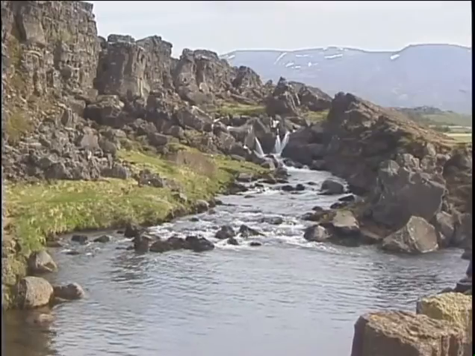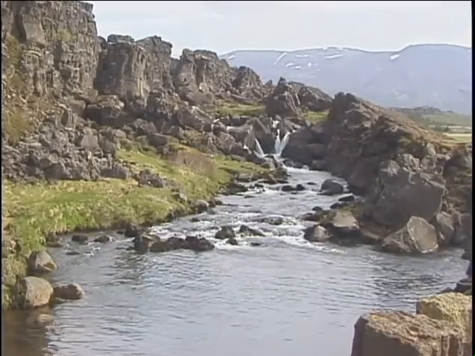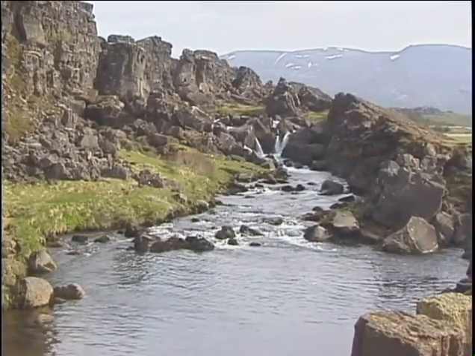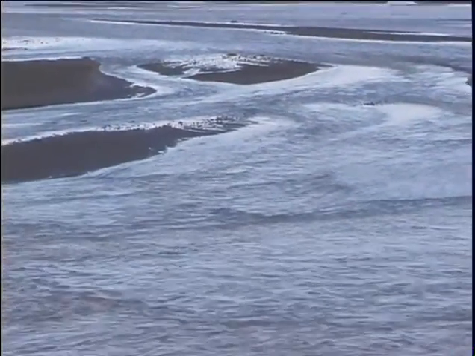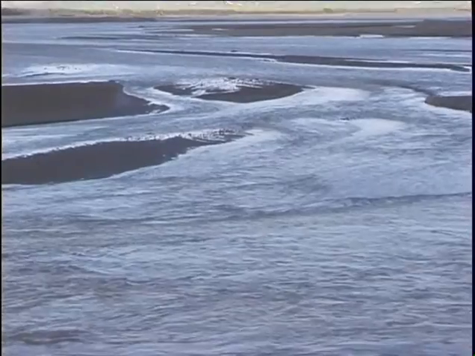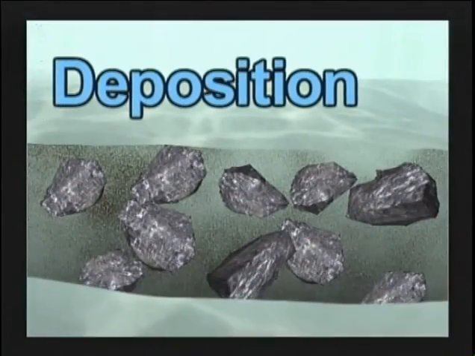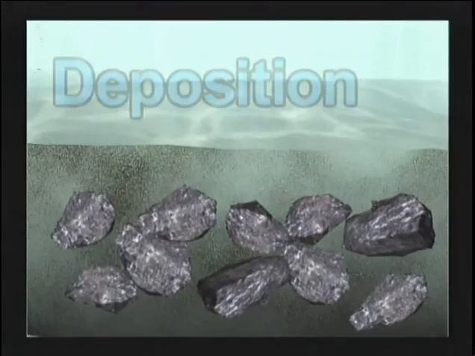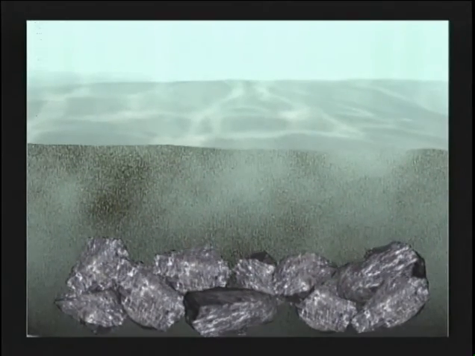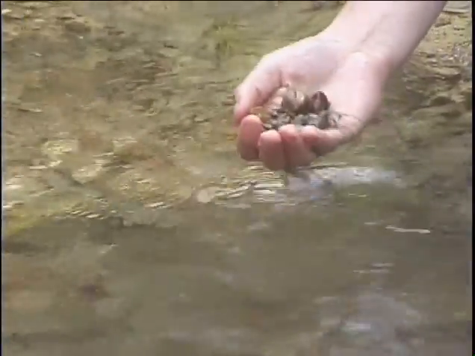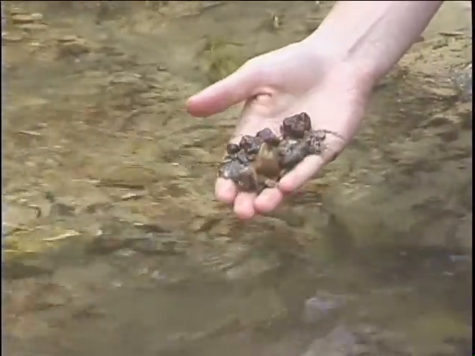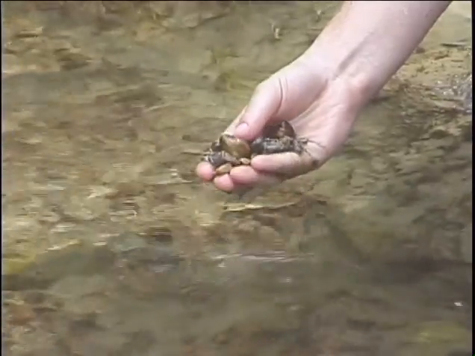Even the fastest moving bodies of water eventually get to a place where they slow down. As water slows down, sediment settles to the bottom in a process called deposition. Deposition is the process by which sediment is laid down or settles in a different place. The sediments from this stream bottom were transported from somewhere upstream and deposited here.